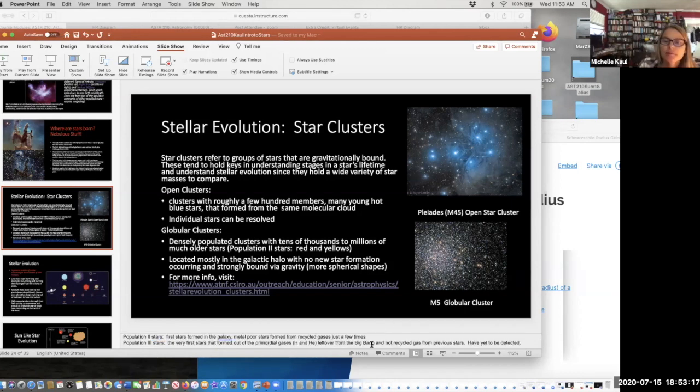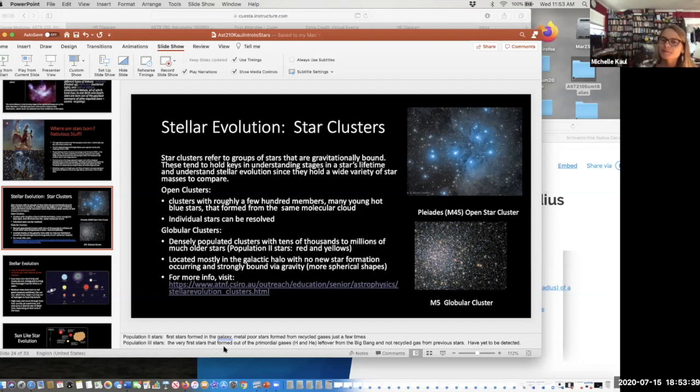So they haven't recycled as much; they've only recycled material from other stars a few times. Now there's another, population 3 stars. They're the very first stars that formed out of the first gases, the primordial gas left over from the Big Bang, the very, very first stars that were born. So we're still trying to find these.